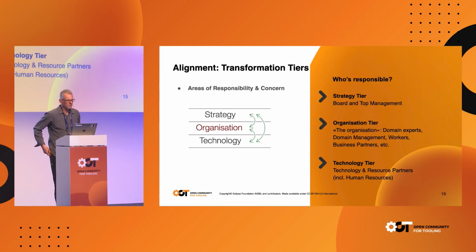Who's responsible there? Of course, at the strategy tier, we have the board and the top management. The organization is the actual organization: people, domain experts, management, workers, can be customers, whatever. And at the technology tier, we typically have resource partners and technology partners, of which I consider human resources to be one. So human resources are not at the organization level, but they are at the technology level.